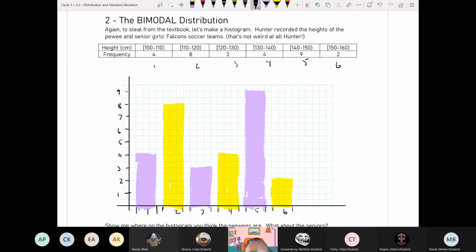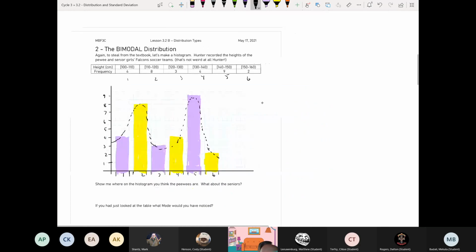Now, if we look at this distribution, it is not normal, right? This distribution kind of follows a pattern that looks like this. If I were to draw a curve, it kind of looks like a camel with 2 humps. And that is how we define a bimodal distribution, meaning there are 2 modes or 2 points where it's much higher than the rest. All right.